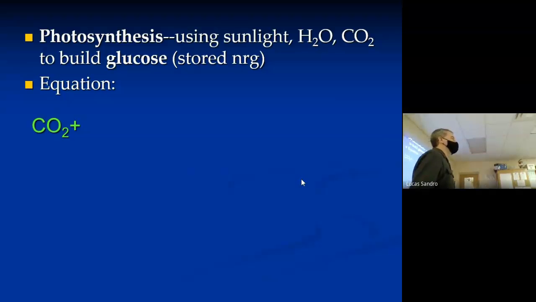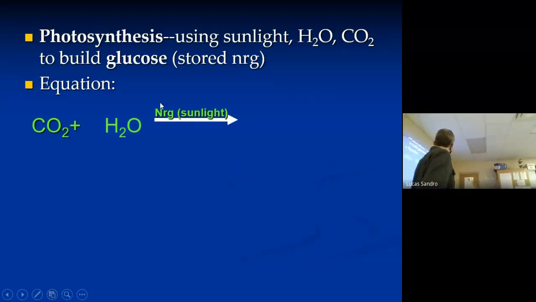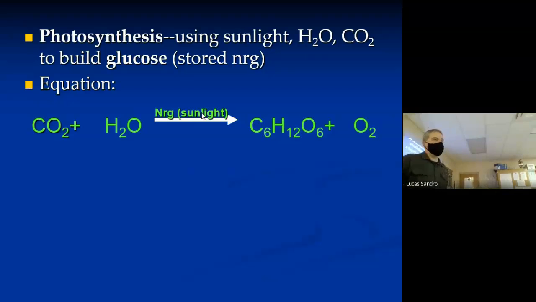Here's the equation. Remember, a chemical equation is just showing what the reactants, the things that react to make the chemical reaction happen, and the products are. And the reactants are over here on the left. That's carbon dioxide and water. And the products are glucose. That's C6H12O6, if you didn't know, and oxygen.